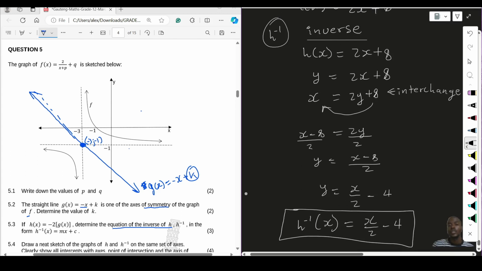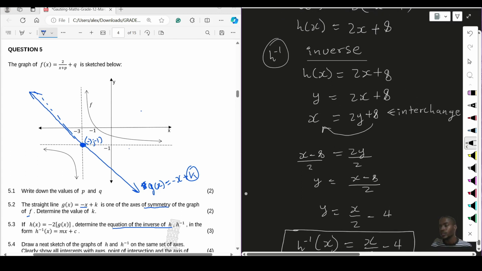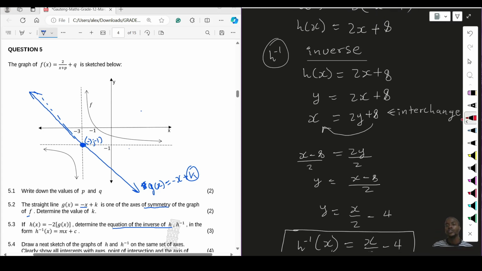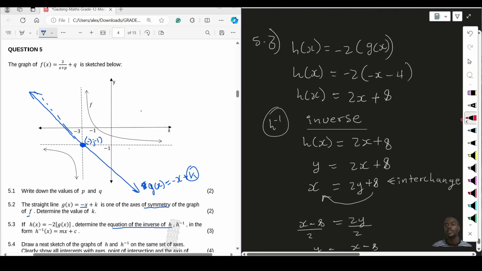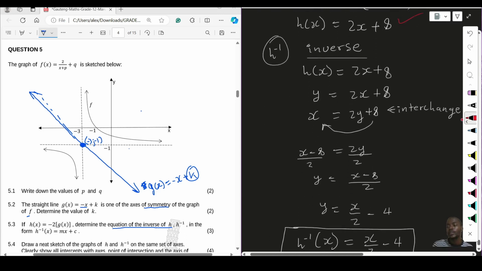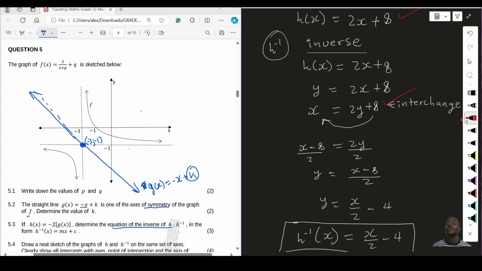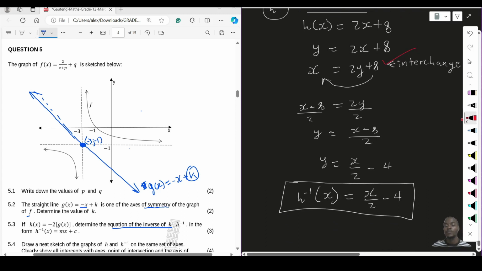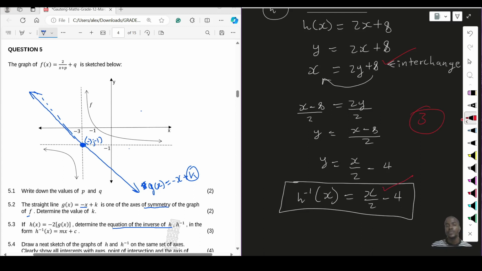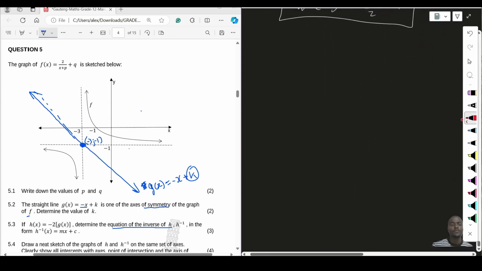Then how do we then mark all of this work? You getting h is equal to 2x plus 8, you get a mark. Then another thing is you interchanging this step, that's why I wrote interchange. This step you get marks for just interchanging. Then another mark goes to the h inverse. So this is 3. Then let's look at 5.4.